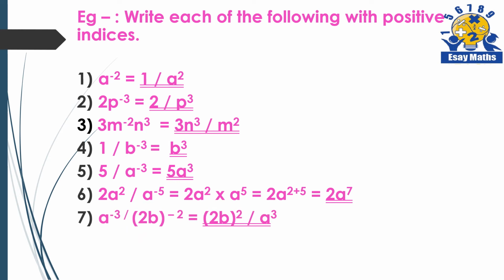Seventh example, a to the power minus 3 over 2b to the power minus 2. Here 2b is one term because there is the bracket. It's with a negative index and a also has a negative index. Then you should get the reciprocal of both terms. You should write 2b in the numerator and a in the denominator. It means you should exchange them. Then the answer is 2b to the power 2 over a to the power 3.